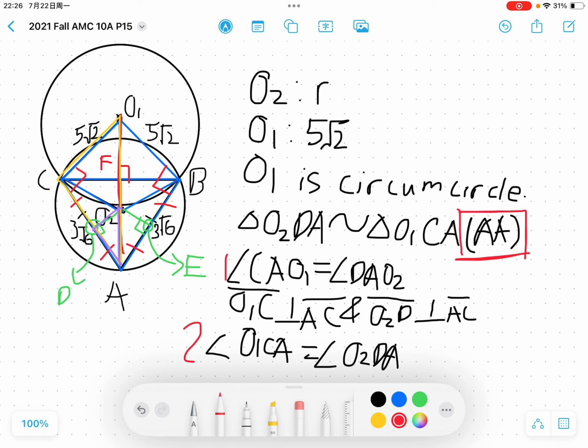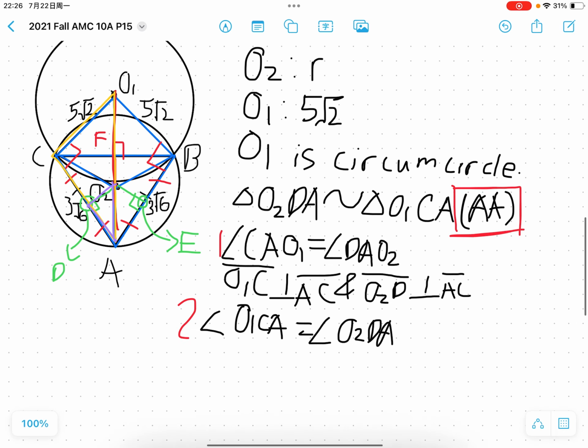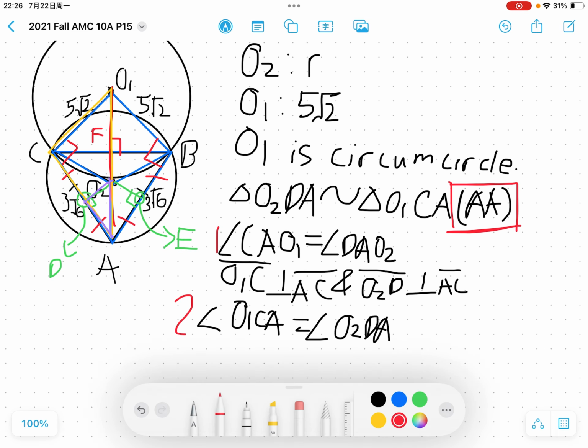So what's the point of actually proving similar triangles? The point is we can use the ratio to figure out O1A, and to figure out O2A. Why do we want to figure out O2A so badly? If you look at it carefully, it's the radius of the circle with center O2. And we're trying to figure out the area of circle O2. So with the radius, the area is pi r squared, right?